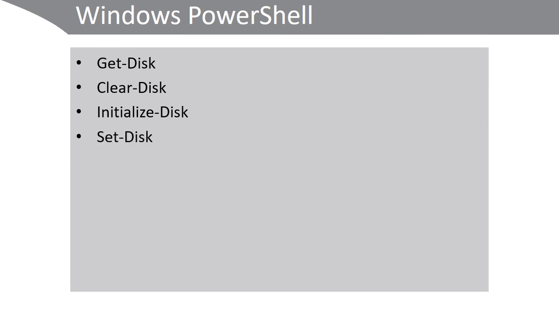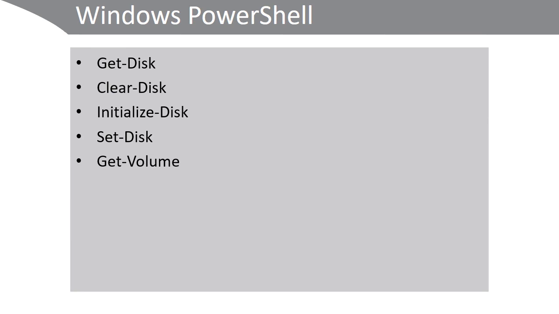You can also use Windows PowerShell to manage your disks and volumes. The Get-Disk cmdlet returns one or more disks visible to the operating system. Clear-Disk cleans a disk by removing all partition information and placing it in an uninitialized state, erasing all data on the disk. Initialize-Disk initializes a raw disk for the first time usage, enabling the disk to be formatted and used to store data. Set-Disk updates the physical disk on the system with attributes.